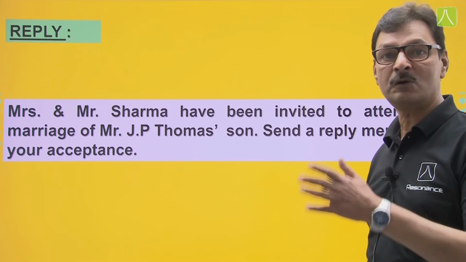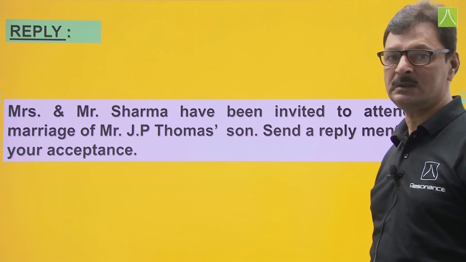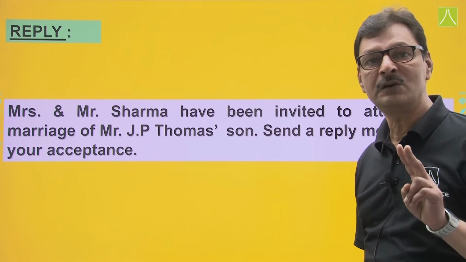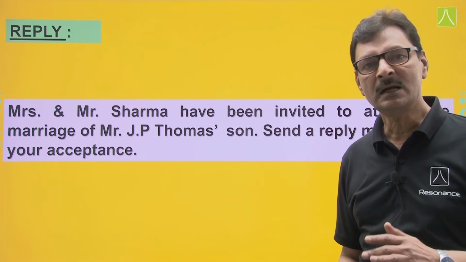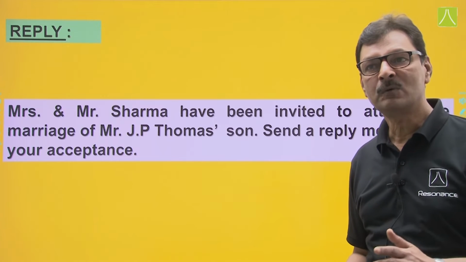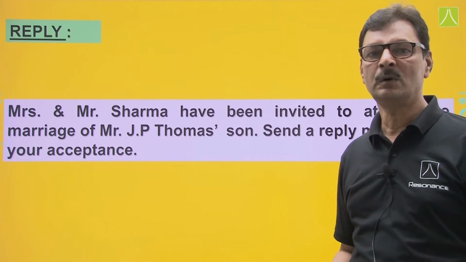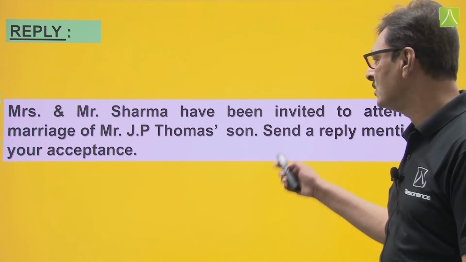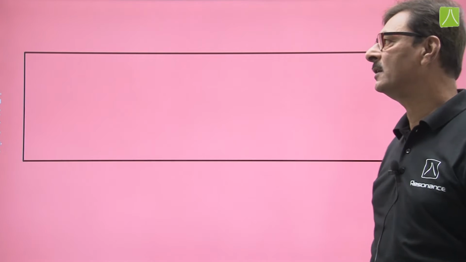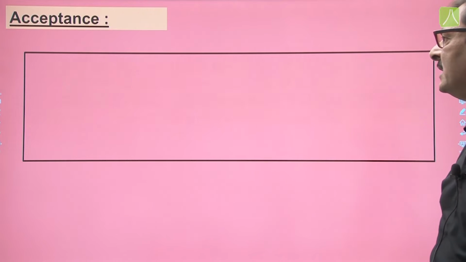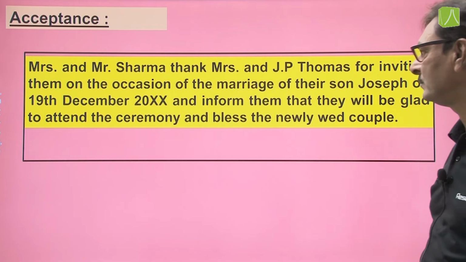Then Mrs. and Mr. Sharma got that card. Now they are replying to Mr. J.P. Thomas. And replies are in two forms. One is acceptance, that you will be able to go to that function, and the other one is regret, that you are sorry, that you will not be able to attend that ceremony. So this is the example of acceptance, that you will be able to go to that function. And how do you have to write the reply? In the third person, this way.